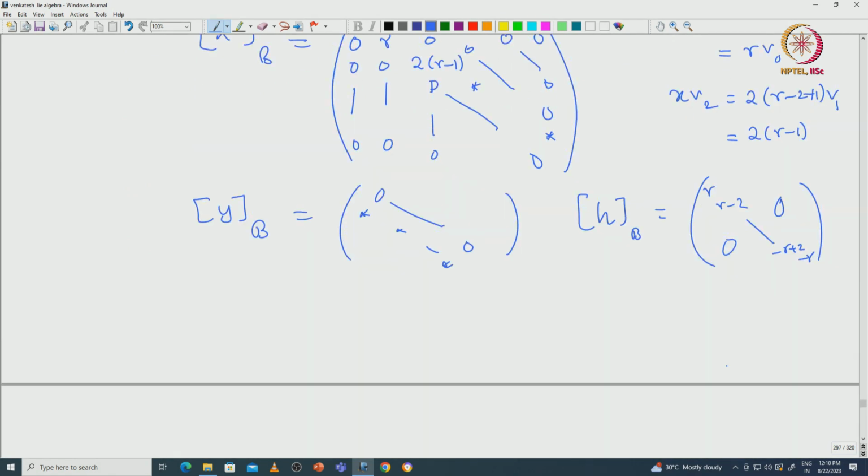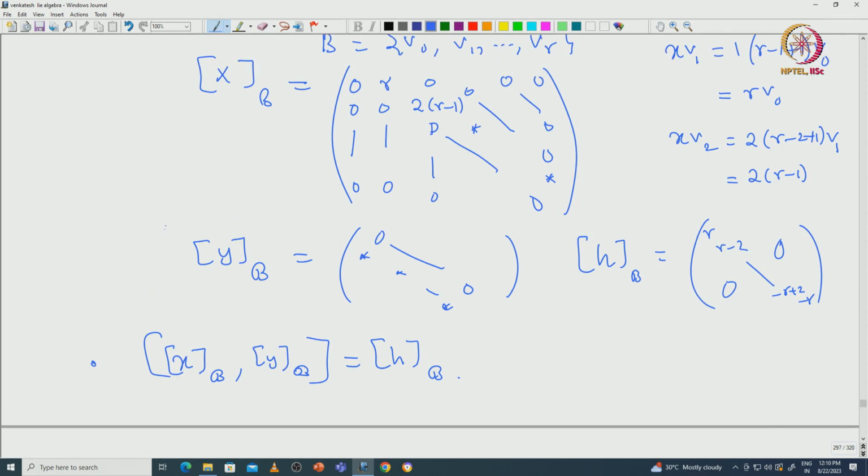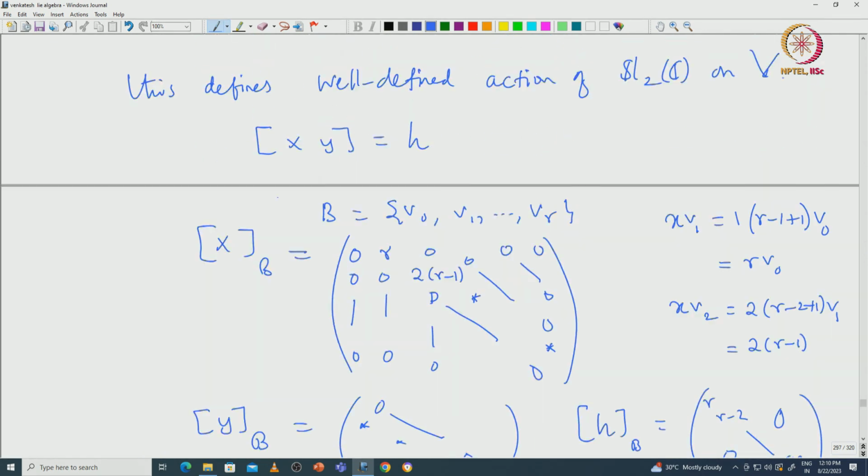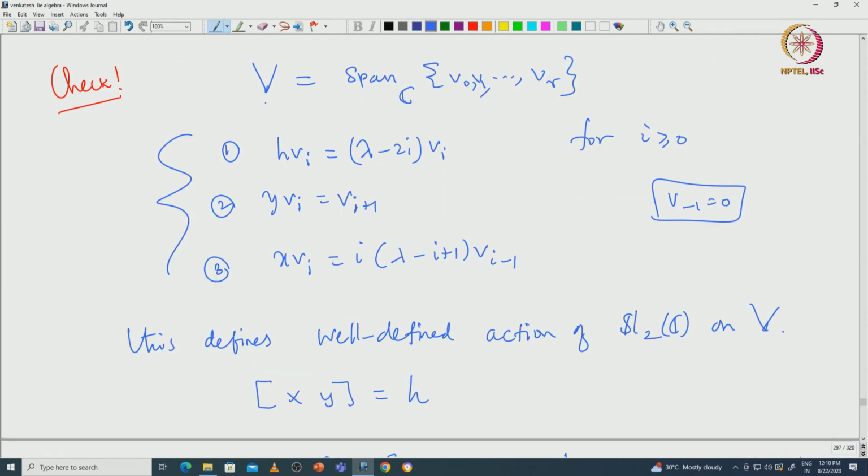All other entries will be 0. Now, what we need to check is, if you take the commutator of these two, then this has to be exactly equal to the matrix H. This is something you need to check. Similarly, you have to check all the other commutator relations. I will leave it to you to check. It is not very hard, it is just matrix multiplication with these specific matrices. So that indeed proves that given any r, you have this r plus 1 dimensional space on which sl2C is acting. So you have a representation of sl2C.